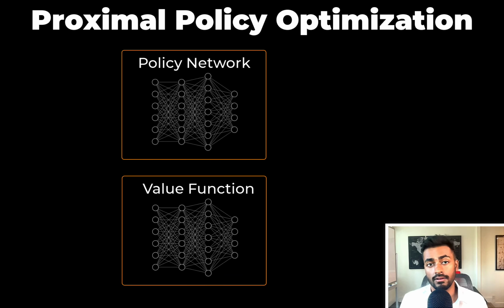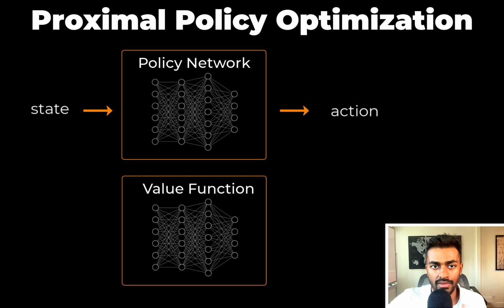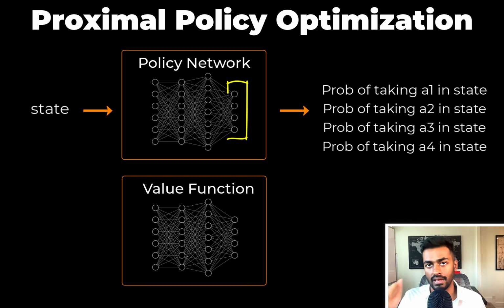The PPO algorithm makes use of two main architectures, a policy network and a value function network. They are both neural networks that take an input and return an output. The policy network will take a state as input and it will produce an action as output. From an architecture standpoint, the output layer of this network has a number of neurons equal to the number of possible actions it can take. And each neuron is a probability that an action is taken when the agent is in the input state.